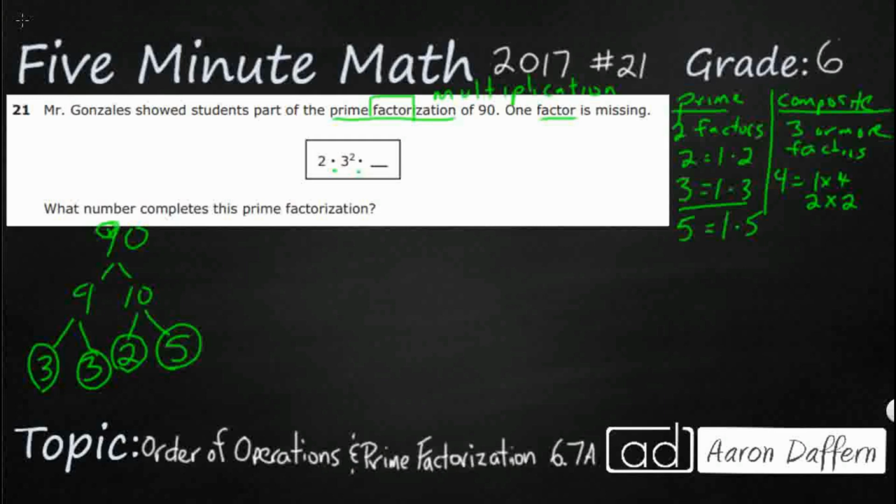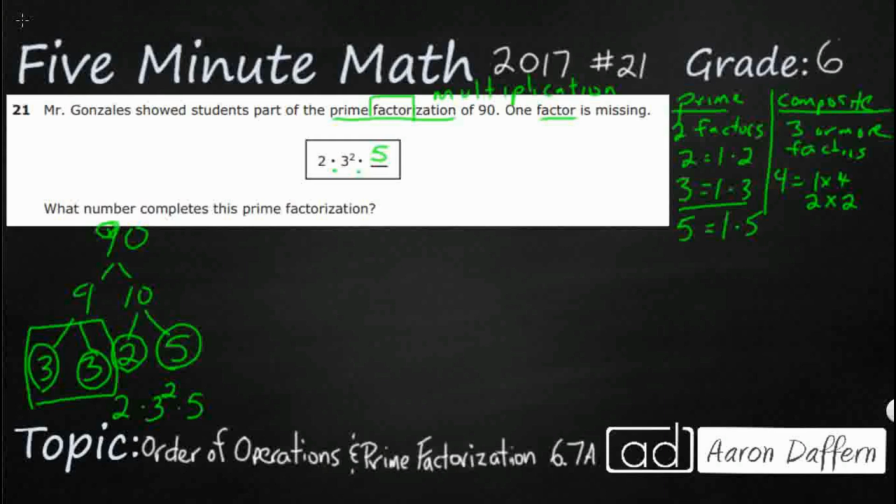So you list them in order, and you say 2 times. Now you don't say 3 twice. What you do is you list it once as the base, and then you use an exponent to say how many 3's are there. There's 2 3's. So this 3 squared, or 3 to the second power, literally means 3 times 3. And then times that 5. So it looks like our missing number is going to be 5.